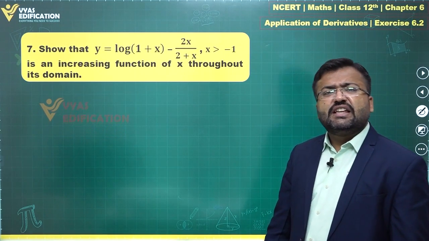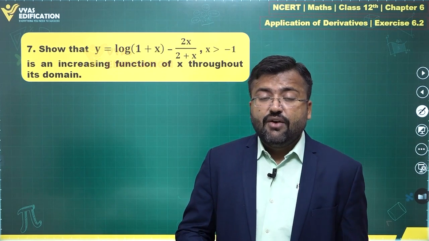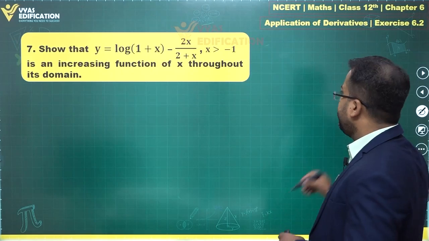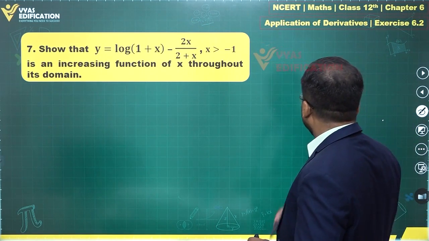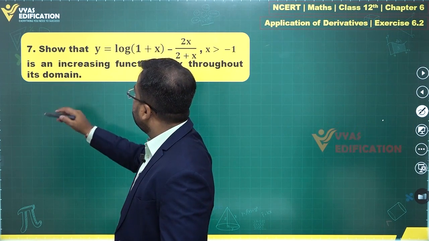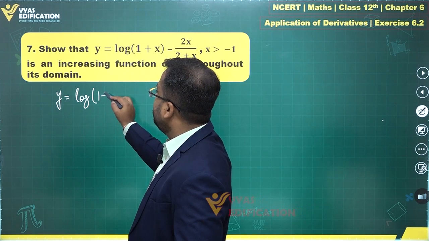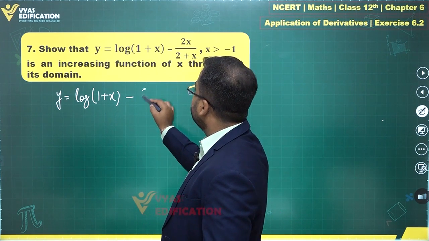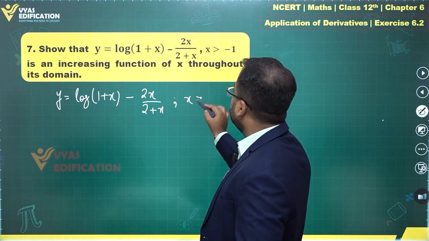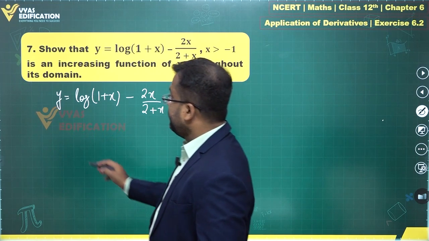If this is an increasing function of x throughout its domain, then we'll have to check the derivative, whether the derivative is always positive. That's the important thing that we need to check. And how do we go about doing that? That does not sound very difficult from the first look. y is equal to log of (1 plus x) minus 2x over (2 plus x), x greater than minus 1. This is what we have, right? Let's try to find the derivative of this.